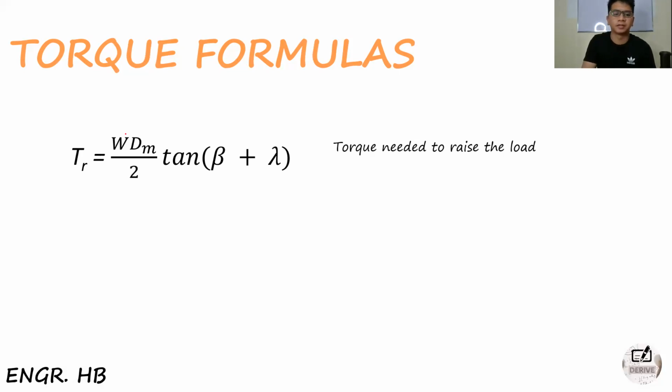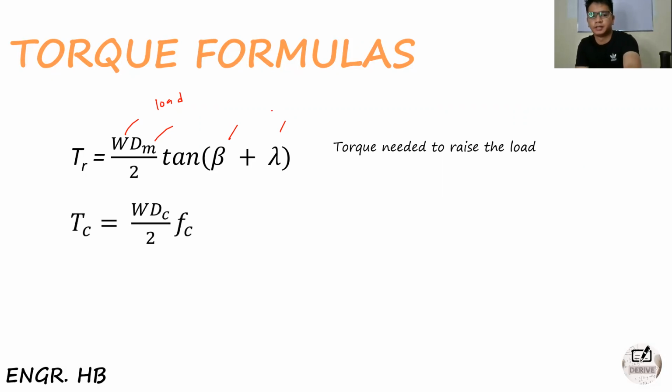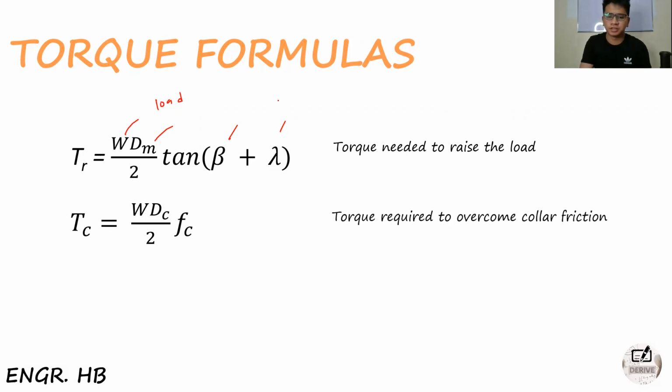So we all know that W is the load, DM is the mean diameter. So wag malilito, we all know that we have the outside, the root diameter, and this mean diameter. So yung mean diameter is just the average of your root diameter and major diameter. So we all know that beta and lambda are the friction angle and the lead angle. So meron din tayong TC na tinatawag. So what is this torque? It is the torque required to overcome the collar friction.